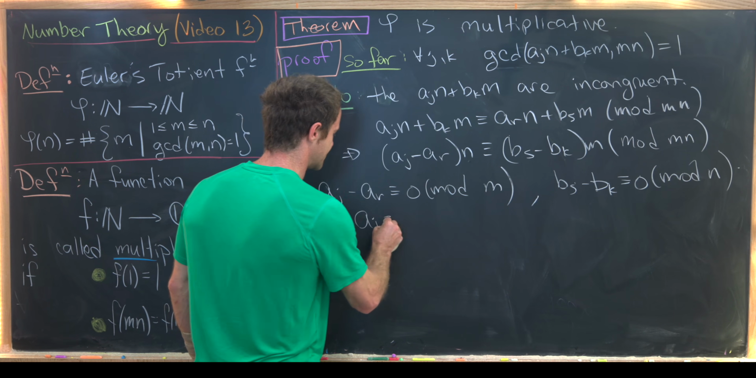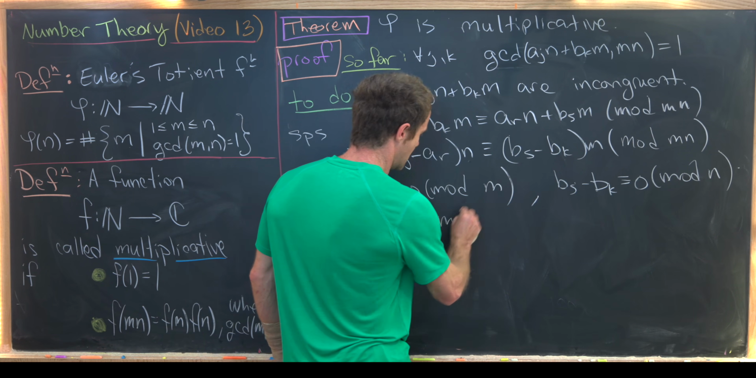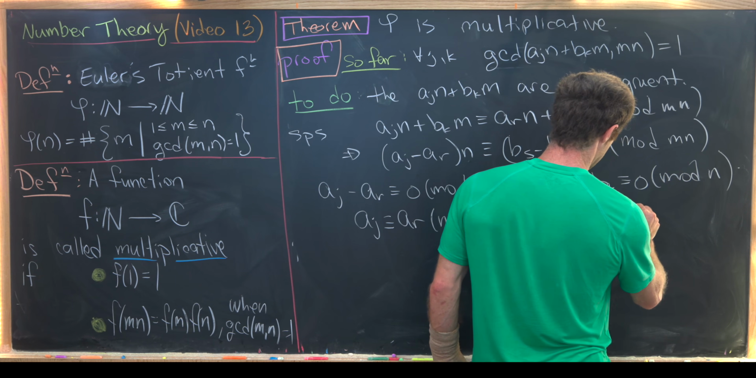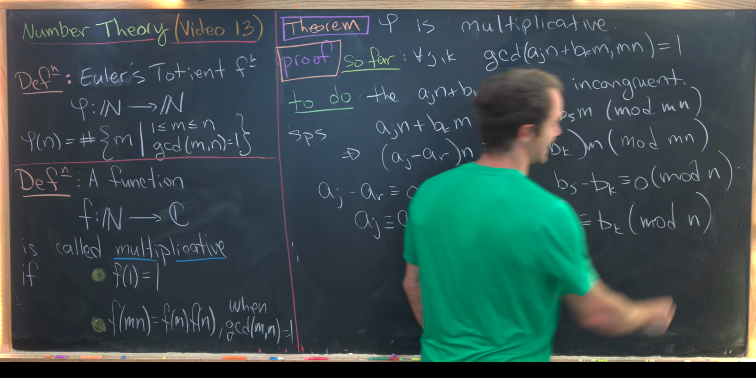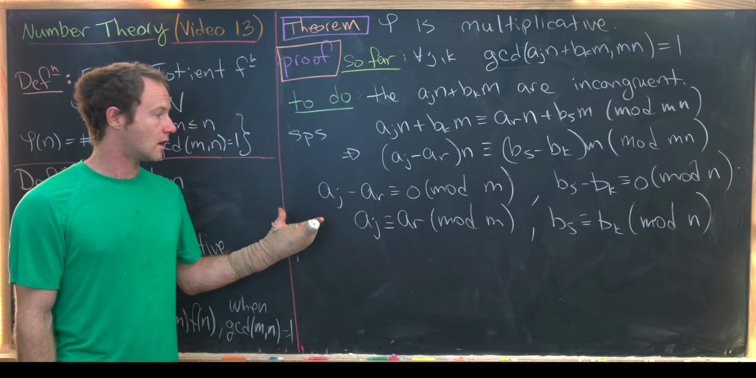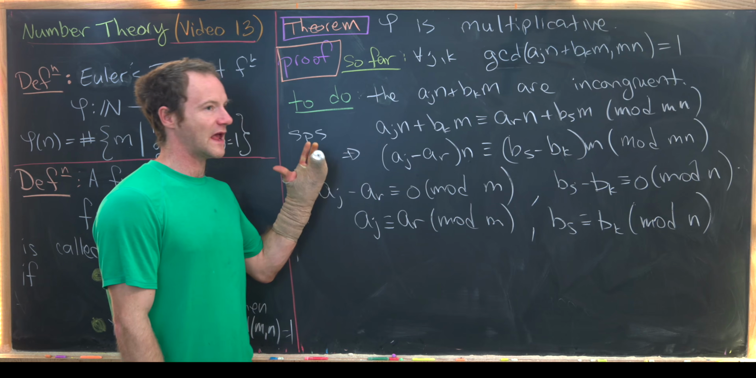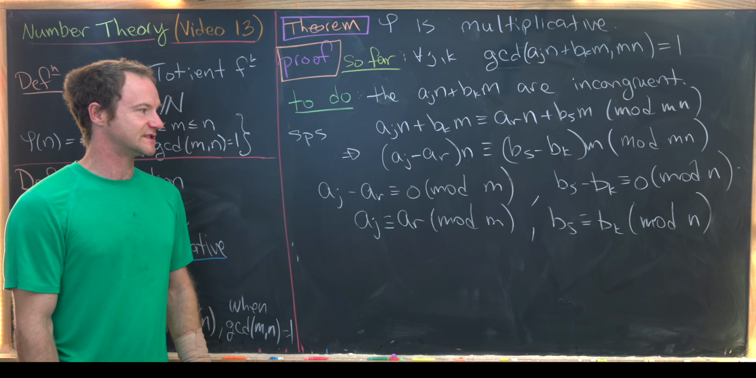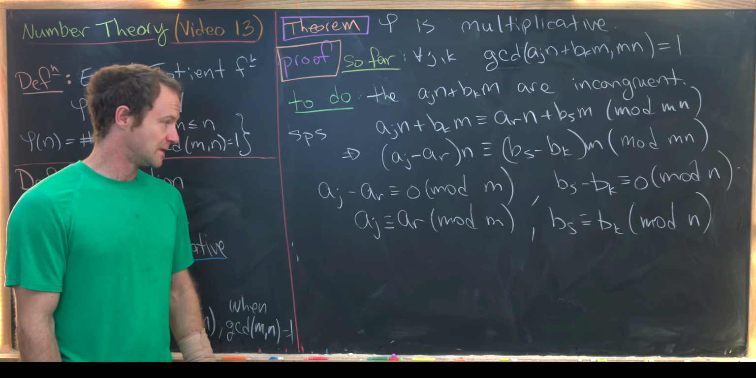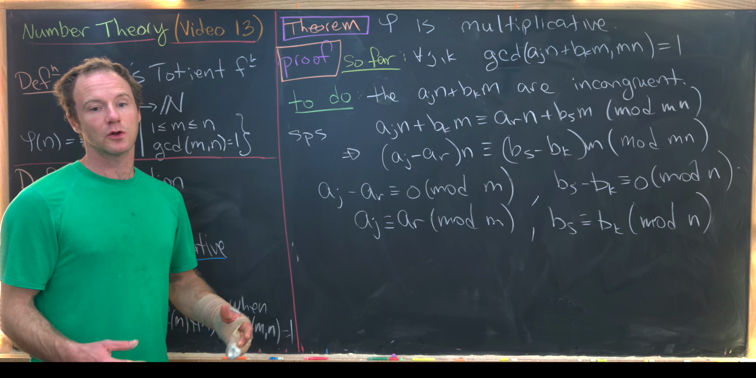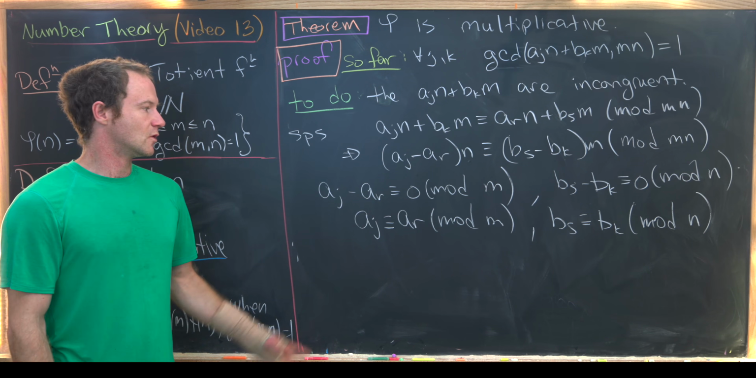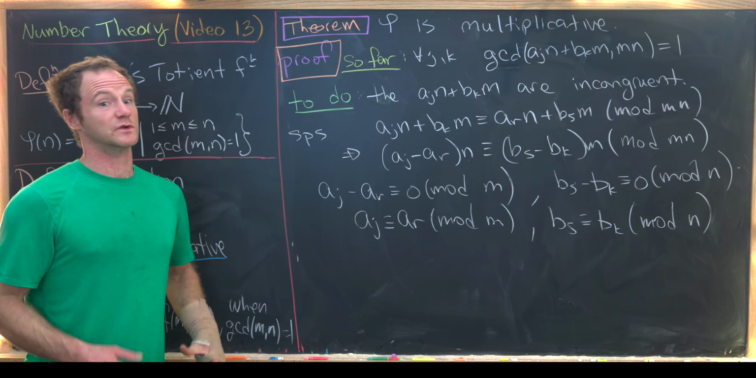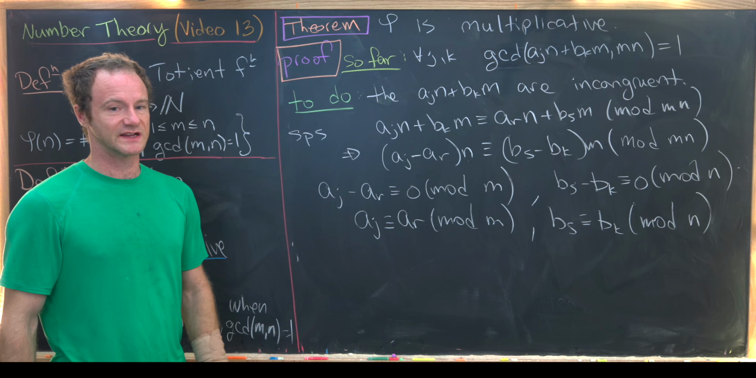We get a_j is congruent to a_r modulo m, and then b_s is congruent to b_k modulo n. But now let's recall, since the a's form a reduced residue system mod m and the b's form a reduced residue system modulo n, then that means they are either equal or incongruent. Well, since these things are congruent, then they must be equal. That's part of it being a reduced residue system instead of maybe just a residue system.